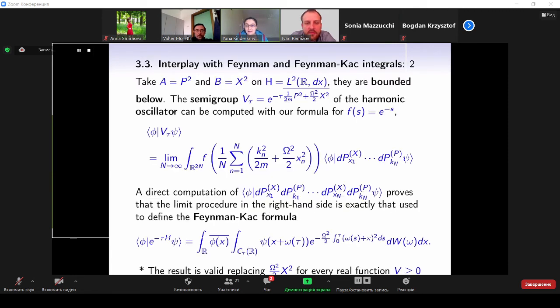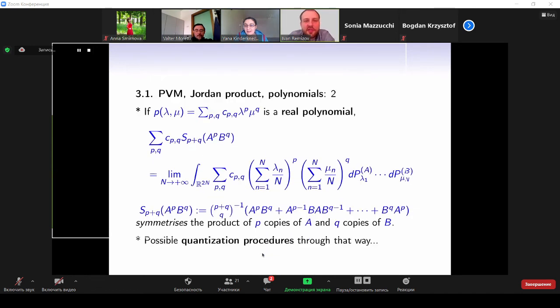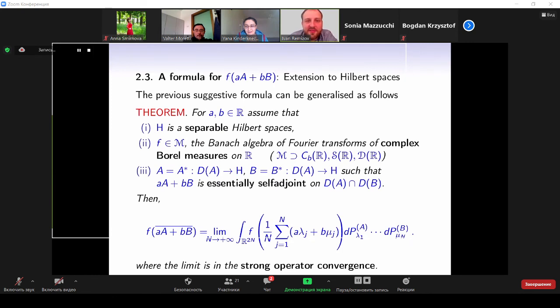The formula. Okay. So if you have some interest, Valter, I can make a photo of it and send you via email just now. Yes, thank you very much.